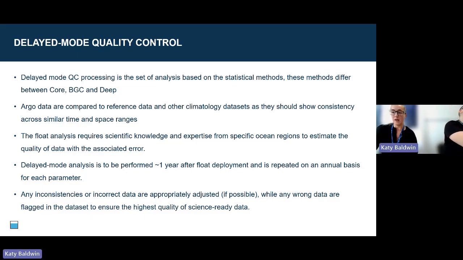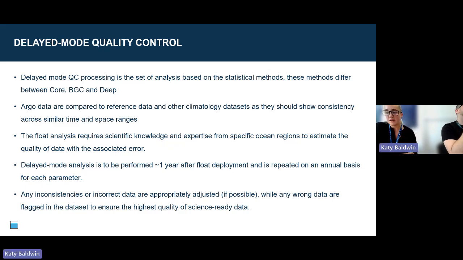And then we also have the delayed mode quality control procedures. Delayed mode QC processing is the set of analysis based on statistical methods, and these methods differ between core, BGC, and deep. Argo data are compared to reference data and other climatology datasets, as they should show consistency across similar temporal and spatial ranges. The float analysis requires scientific knowledge and expertise from specific ocean regions to estimate the quality of the data with the associated error.